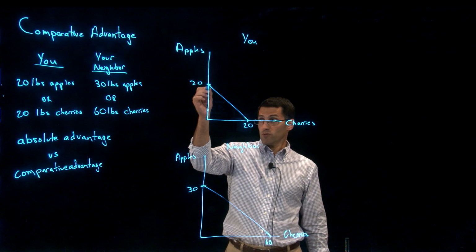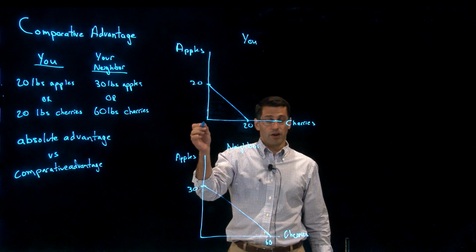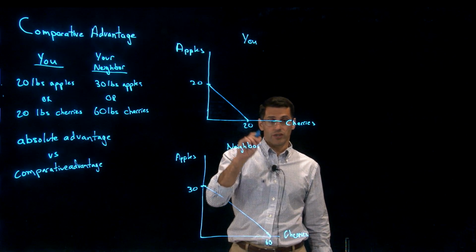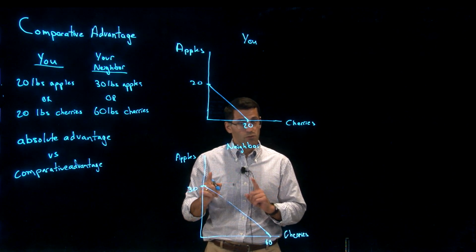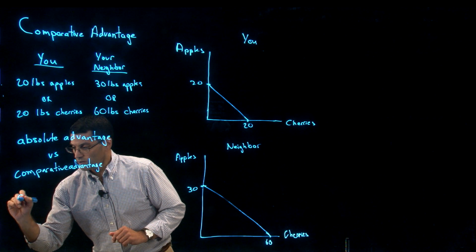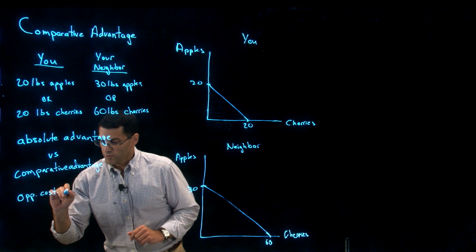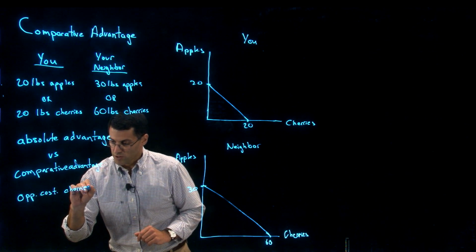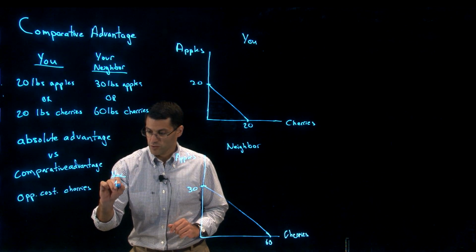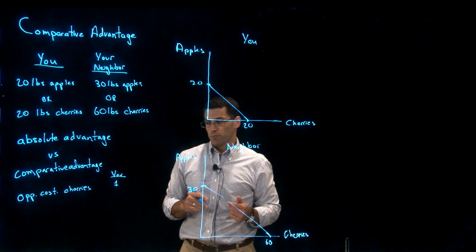If I go from 20 pounds of apples and 0 cherries to 20 pounds of cherries and 0 pounds of apples, I'm giving up 20 pounds of apples and gaining 20 pounds of cherries. That's a 1 for 1 trade-off. So for you, the opportunity cost of picking more cherries is 1. Right? Each additional pound of cherries costs you 1 pound of apples.